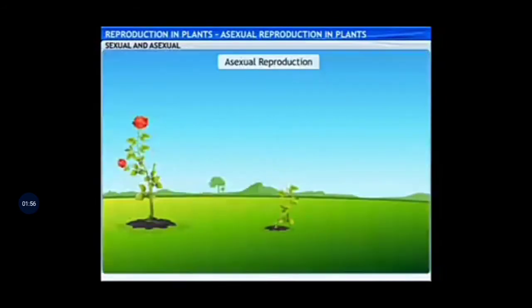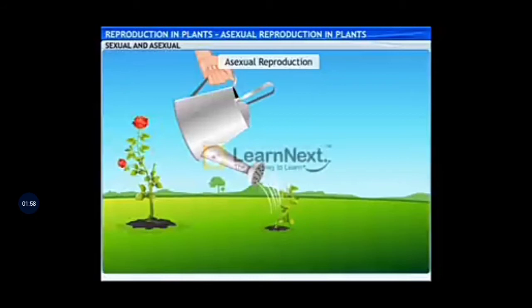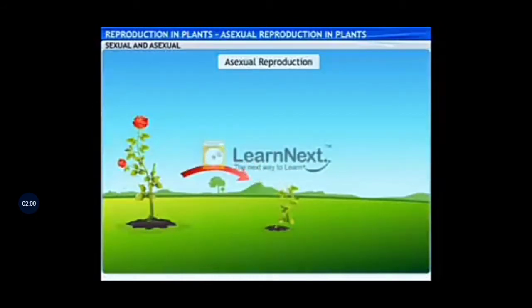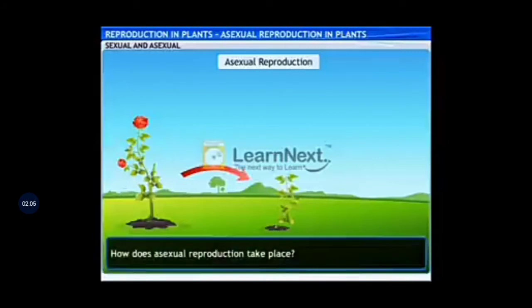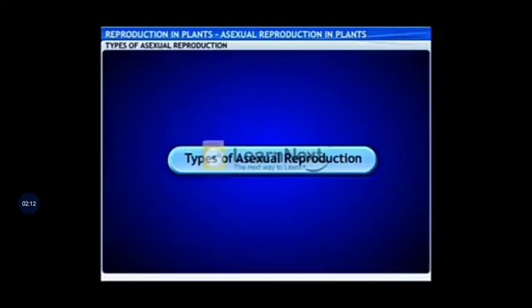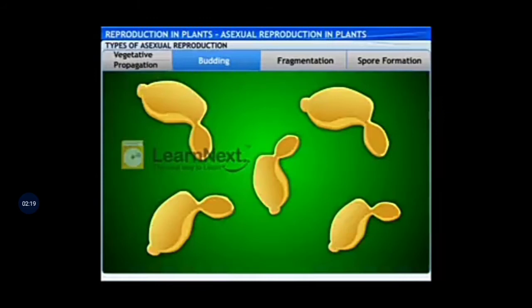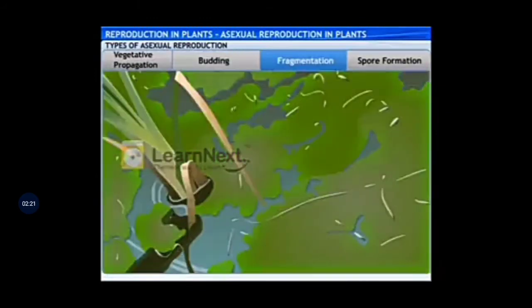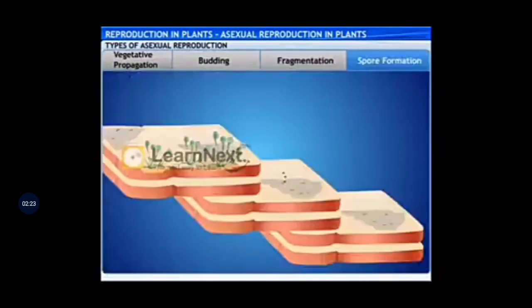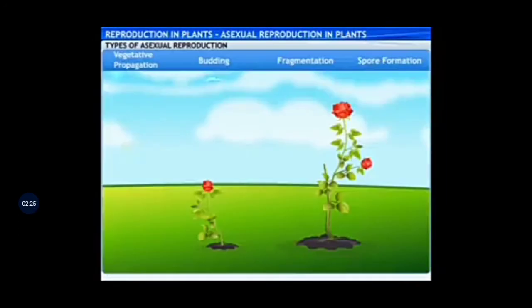On the other hand, in the asexual mode of reproduction, a new plant is grown from any other part of the plant other than the seeds. So, how does asexual reproduction take place? There are different methods by which plants reproduce asexually. They are vegetative propagation, budding, fragmentation, and spore formation. Let's look at each of these methods in detail.